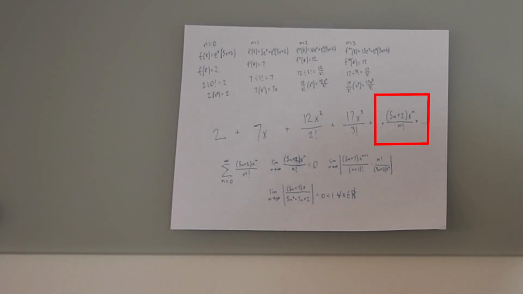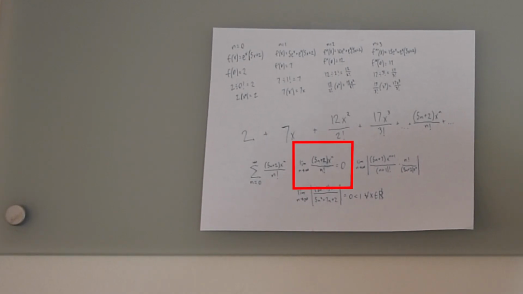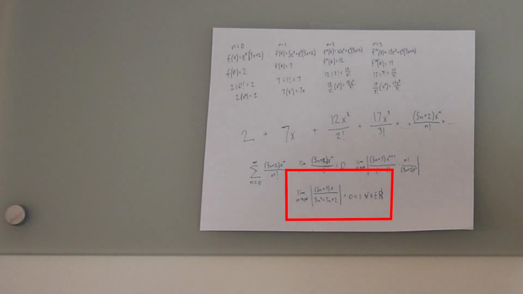Now, let's find out if this series converges. What's this? The nth term test yields the answer 0. Let's try the ratio test. That's much better. The equation converges for all real values of x.